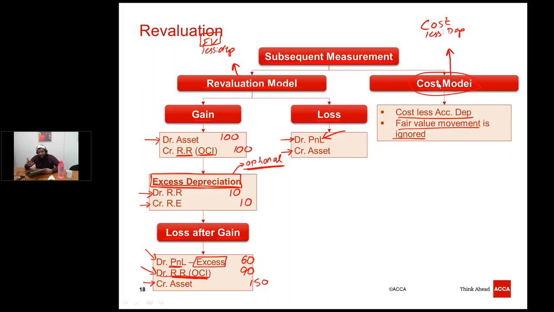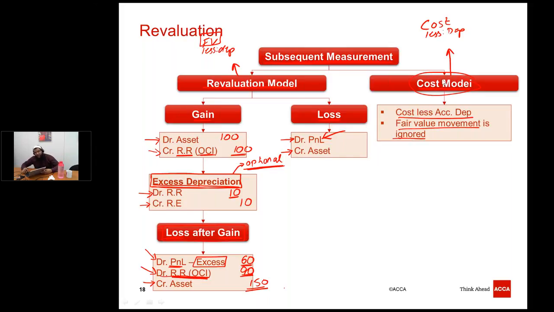Now I'm repeating the transaction again. If there is a loss after the gain, first we had a gain and now we have a loss. We have already recorded a revaluation reserve of 100 and we have transferred the amount of 10. Now the remaining amount is 90. So if the loss is 150, the reserve will absorb 90 and the remaining amount of 60, the excess, will be recorded in P&L.